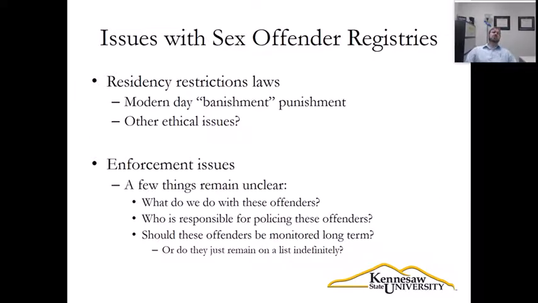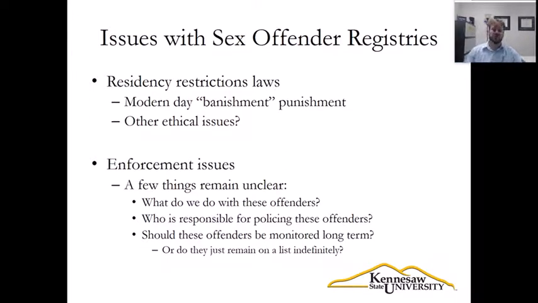There are different laws regarding residency restrictions, or modern day banishment. For those of you that read that book, Banishment, I want to say Vitale wrote it, but it might have been Catherine Beckett. Anyway, there are other ethical issues with this.